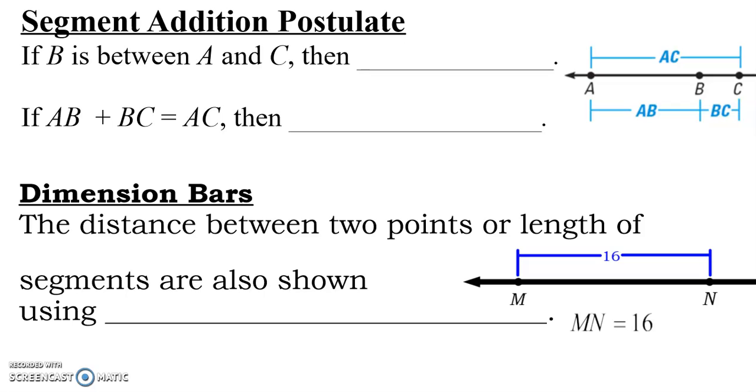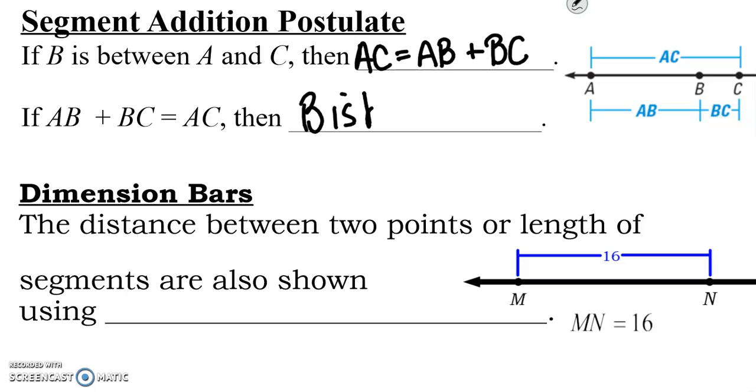So this brings us to the segment addition postulate, which says that if B is between A and C, then we know that the whole segment AC equals the first part AB plus the second part BC. Okay, the next statement says that if I know that to be true, so if AB plus BC equals the whole segment AC, then we know that B is between A and C.